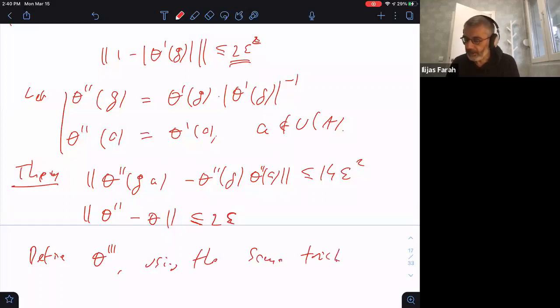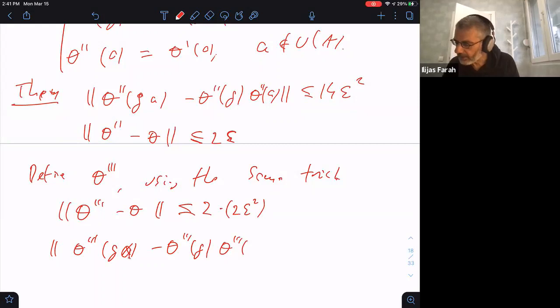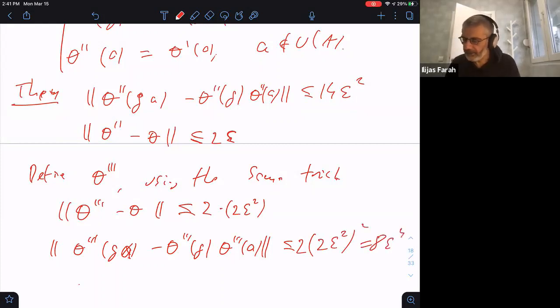Right, now what do we have? We have that theta triple prime minus theta is at most 2 times the error of theta double prime, which was 2 epsilon squared, and also theta triple prime will satisfy that theta triple prime of g a minus theta triple prime of g, theta triple prime of a, where a is an arbitrary one, is at most 2 times 2 epsilon squared, which is 8 epsilon to the 4th, and so on.